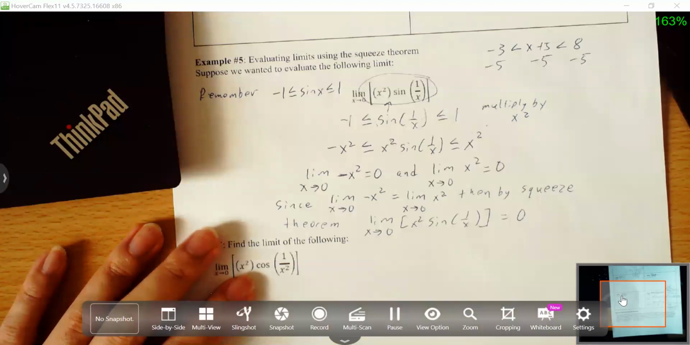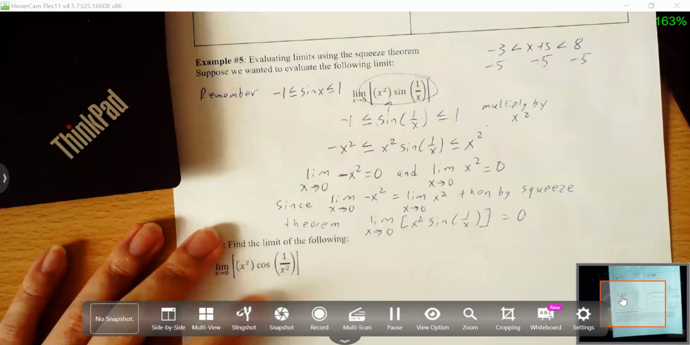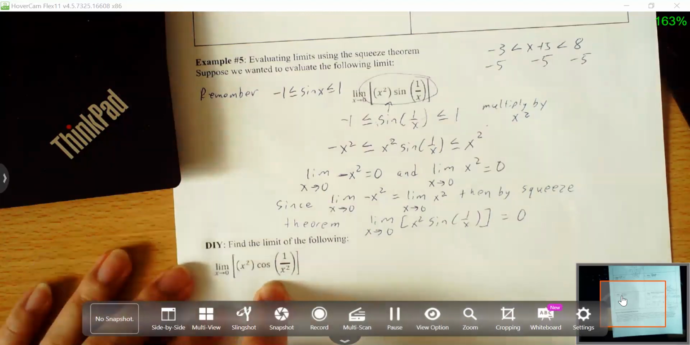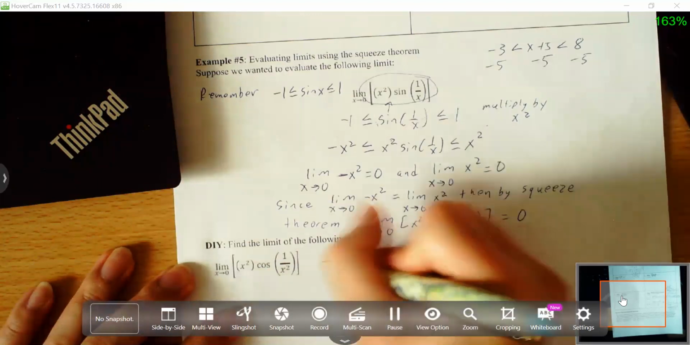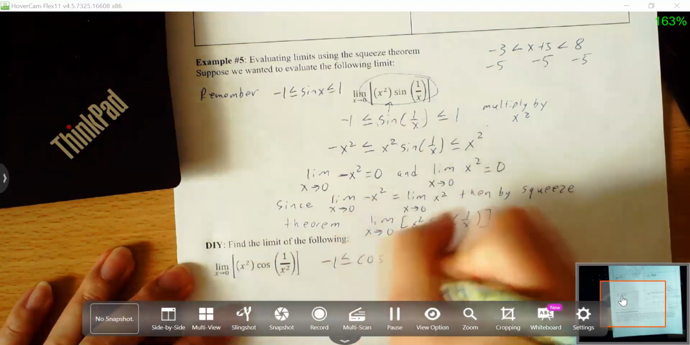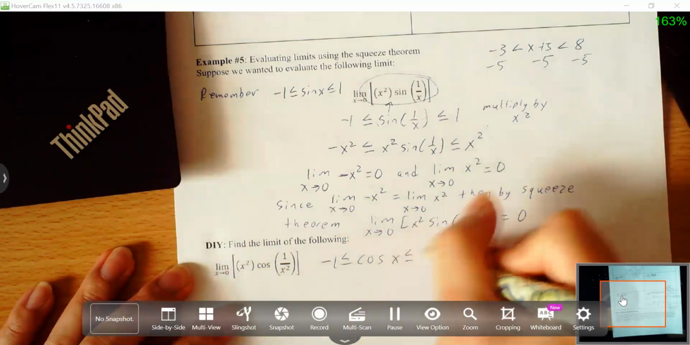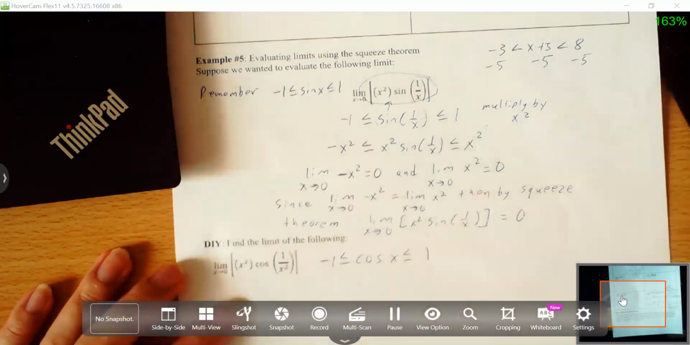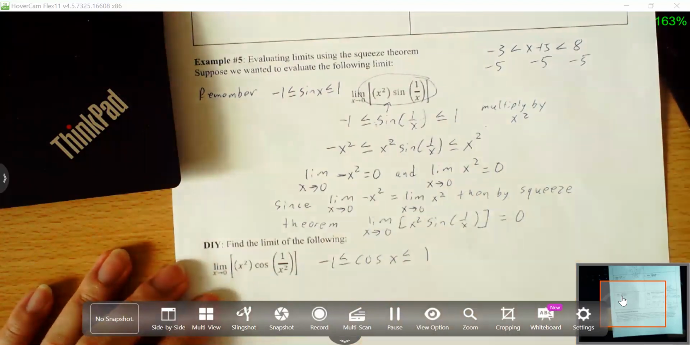Okay. Same thing here for this DIY. You should also know that, right? And you could do the same steps that we did on the top. Okay. So that's it for today.